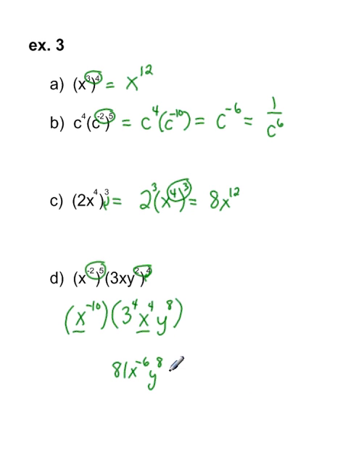Now x has a negative exponent, so we're going to have to change that into a fraction. 81 and y both have positive exponents. 81 with a positive 1 and y with a positive 8. That means that x is the only one that travels below, and when it does, its exponent turns positive. So our final answer will be 81 y to the 8th over x to the 6th.